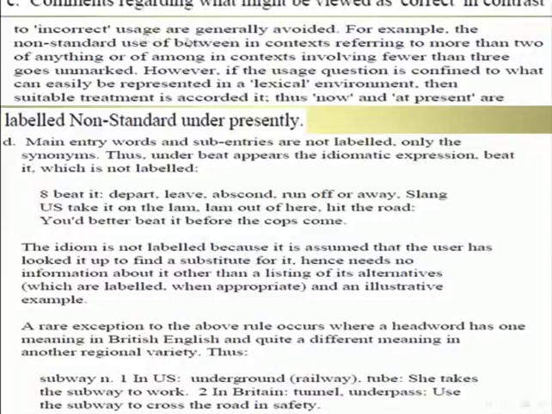Incorrect usages are generally avoided. For example, the non-standard use of between in contexts referring to more than two of anything, or of among in contexts involving fewer than three, goes unmarked. However, if the usage question is confined to what can easily be represented in a lexical environment, then suitable treatment is accorded it. Thus, now and at present are labeled non-standard under presently.